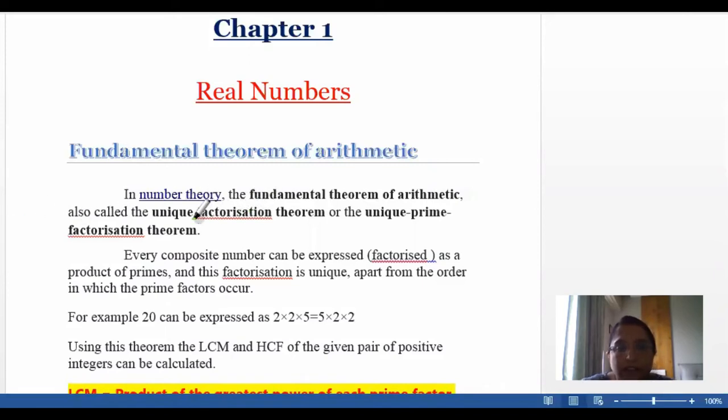So this is also called the unique factorization theorem or unique prime factorization theorem. Why is it called so? Let us take its statement. What is the statement of the fundamental theorem of arithmetic? This statement is very important. Sometimes they will ask in the exam to state the fundamental theorem of arithmetic. So what is the statement?